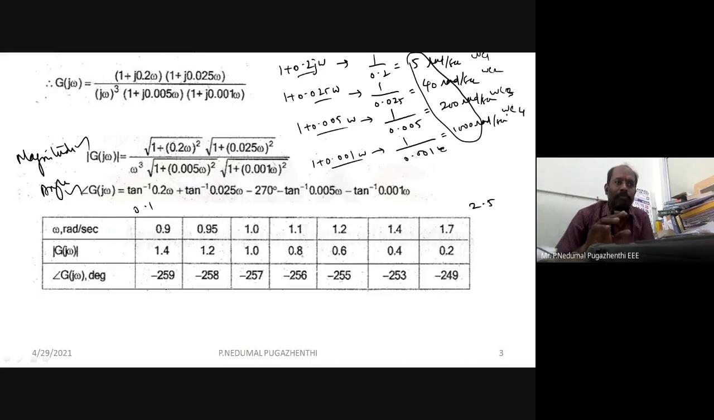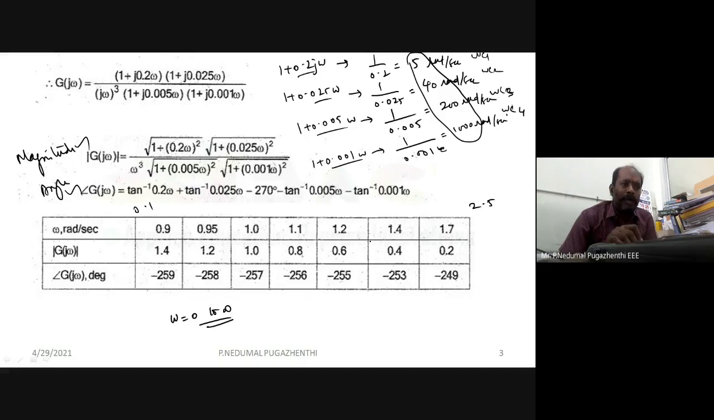So you take it as 0.1 to 2.5 because your polar plot definition says that your omega has to be varied from 0 to infinity. That's it. If you are able to vary your omega value from 0 to infinity and trace the path, then you get your polar graph. So you try to find some omega values around this point.